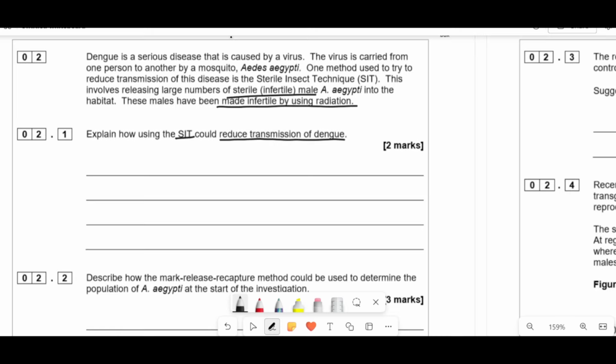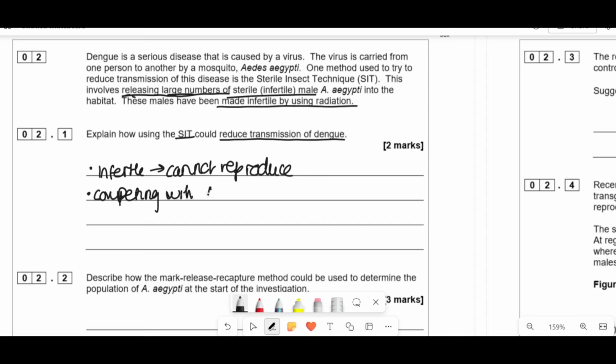So it's saying this leads to low dengue, and you need to use the question and your knowledge to link it together. So if we're doing the sterile insect technique, first of all, they are infertile, so they cannot reproduce. So that's already one of them. But then they've also released large numbers of these sterile ones into the habitat too. So these infertile ones, not only can they not reproduce, but they're also competing with those that are fertile for food and resources. So it's a double whammy, because they're going to compete with those that are fertile and able to reproduce, but they also can't reproduce themselves. And also competing. It's just an all-time disappearance of them.